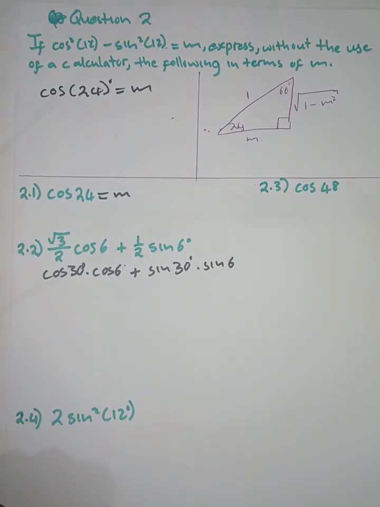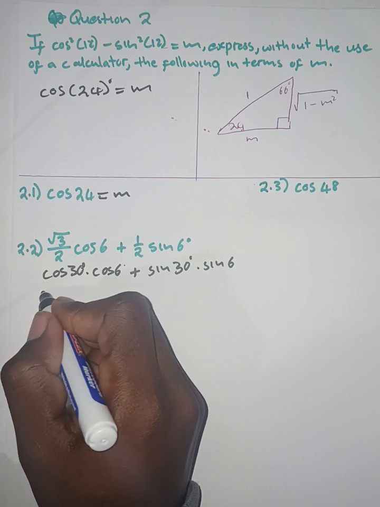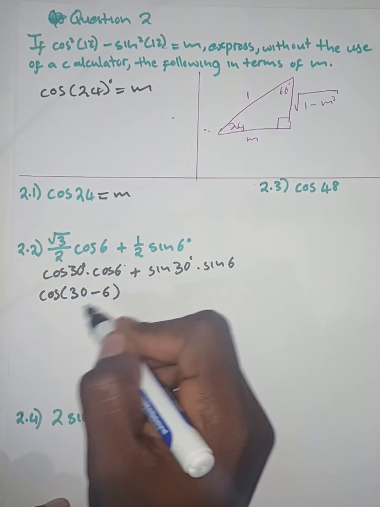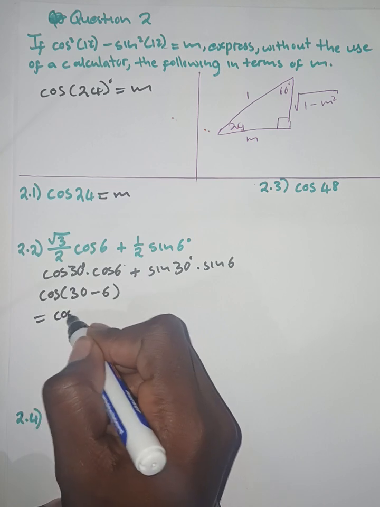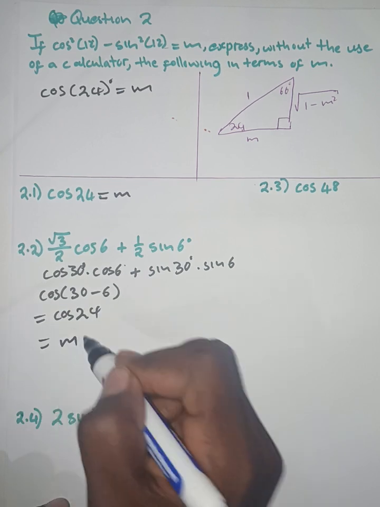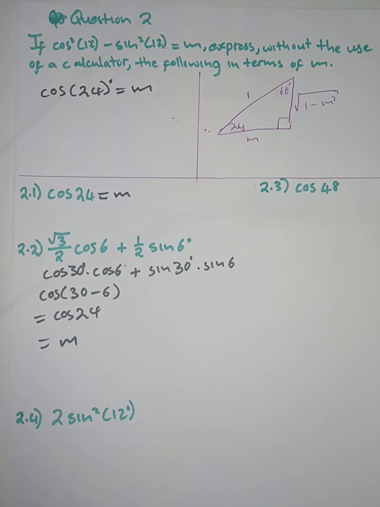Now again, you can see that's an identity for cos. So this would collapse to cos of 30 minus 6, which would just be cos of 24, and this would just become m. So that would be the value that you get for that.